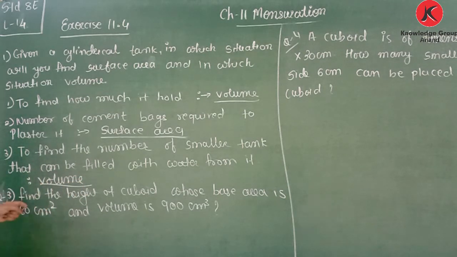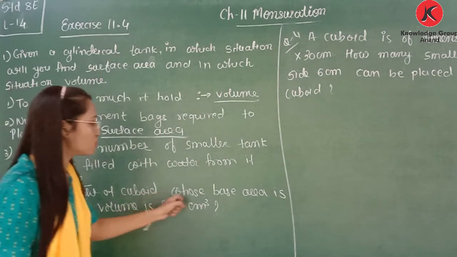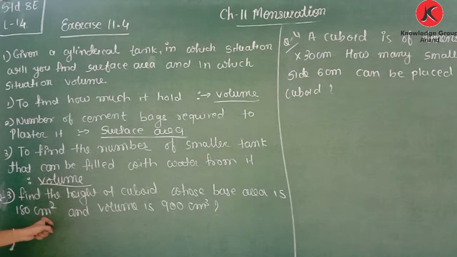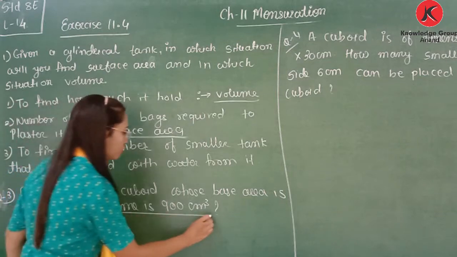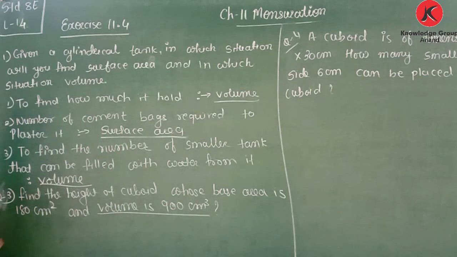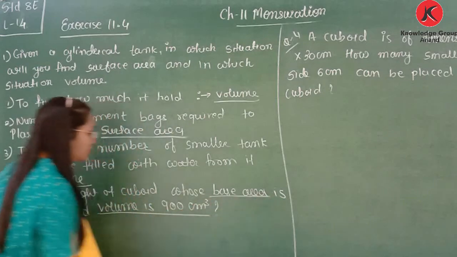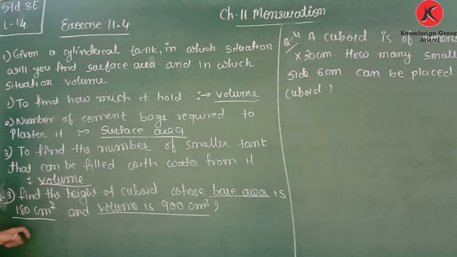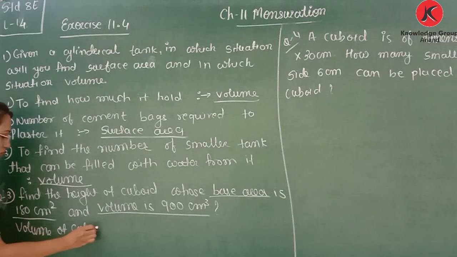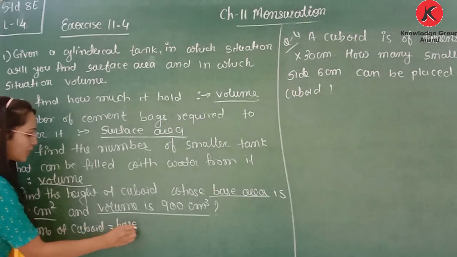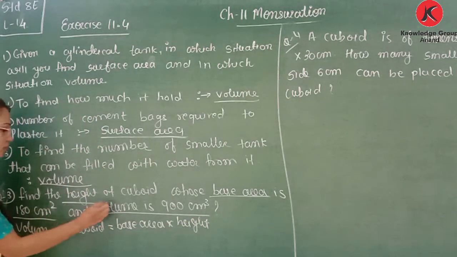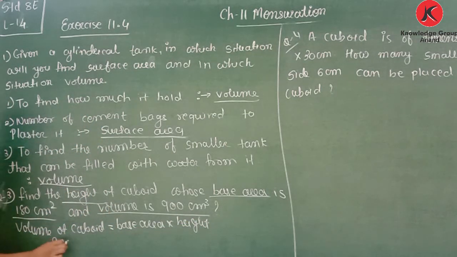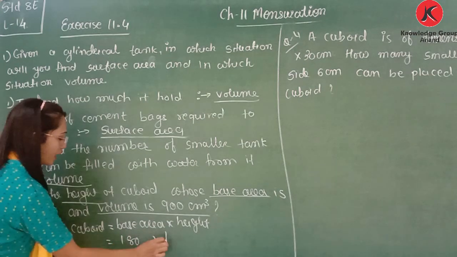Clear? Now next one. Find the height of a cuboid whose base area is 180 cm square and volume is 900 cm cube. So two values are given: volume is 900 cm cube and base area is 180 cm square. We learned the equation, that is volume of cuboid is base area multiplied by height. Here we need to find height. So write the values: volume is 900, base area is 180, and height we need to find.